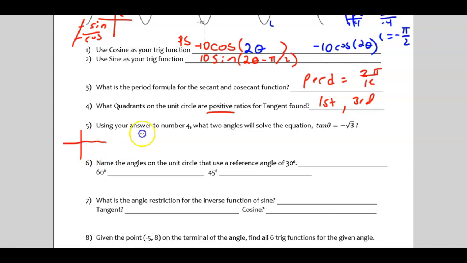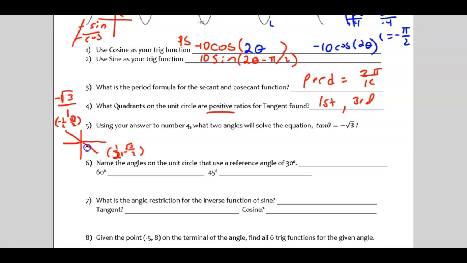Now, to get this, remember you have to have negative radical 3 over 1. And so, with that being said, for this to be in the numerator, you have to have this point right here to where your sine value is radical 3 over 2. So over here, the cosine is negative. Down here, your sine value is still radical 3 over 2, but it's negative in the fourth quadrant.